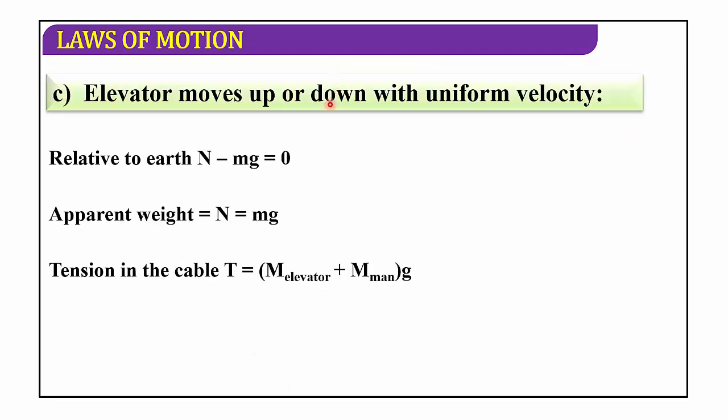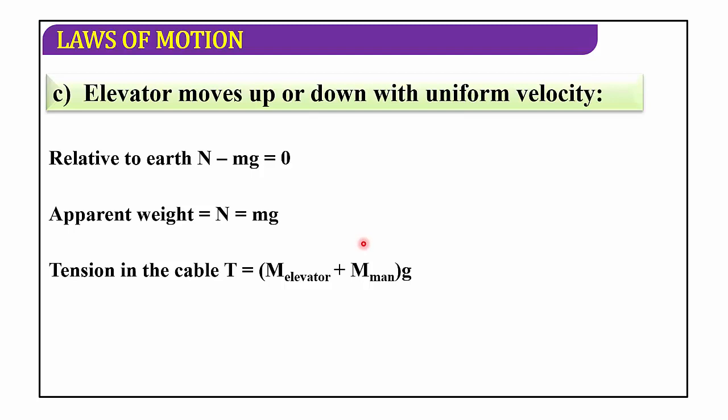Third point: when the elevator moves up or down with uniform velocity. If velocity is uniform, then how to write the equation? We know the equation N minus mg equal to ma. Here a is 0, acceleration is 0, because it is having uniform velocity. N equal to mg. You can use this equation when it is moving with uniform velocity. When it is at rest or moving with uniform velocity, you can simply write N equal to mg. And tension is mass of elevator plus mass of man into g. So there are three cases: upward, downward, rest.